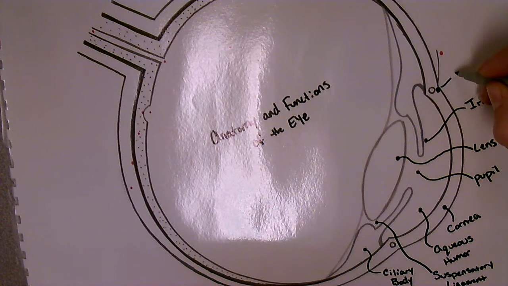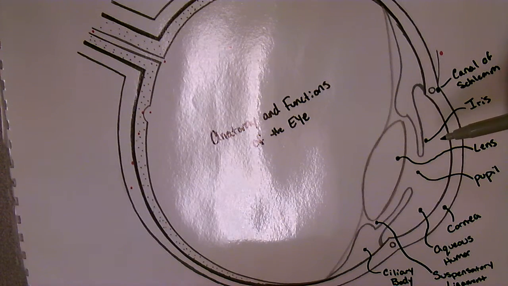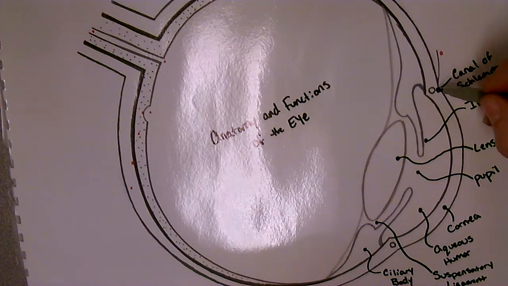Here we have the canal of Schlemm. And the canal of Schlemm is a lymphatic-like vessel in the eye that collects aqueous humor from the anterior chamber and delivers it to the episcleral blood vessels via the aqueous veins. And on the inside of the canal, nearest the aqueous humor, it's covered by a trabecular meshwork. This region makes the greatest contribution of outflow resistance of the aqueous humor.